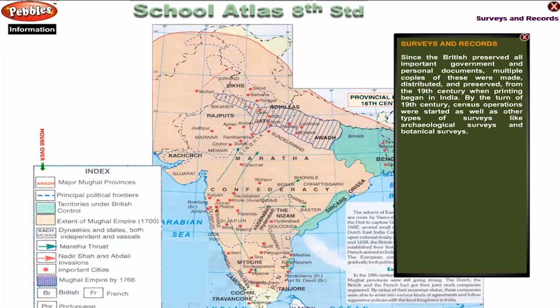Surveys and records. Since the British preserved all important government and personal documents, multiple copies of these were made, distributed and preserved from the 19th century, when printing began in India. By the turn of 19th century, census operations were started, as well as other types of surveys like archaeological surveys and botanical surveys.